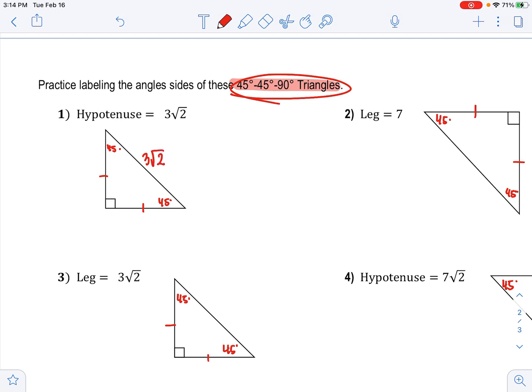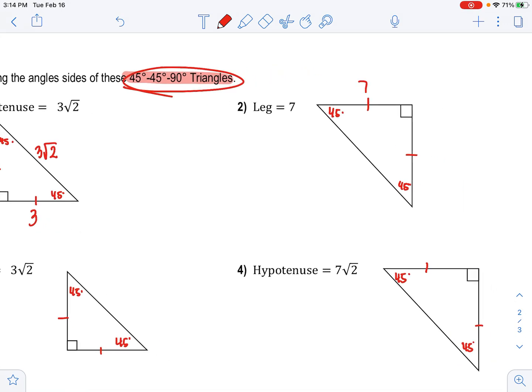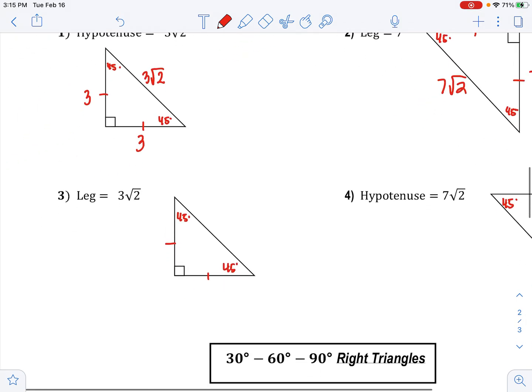That was easy, right? It tells me that the hypotenuse is 3 root 2. If the hypotenuse is 3 root 2, what are the legs? 3 and 3. 3, 3, 3 root 2. See that? Not so bad, right? Legs. The leg is 7, so both of them are 7. 7, 7, 7 root 2.